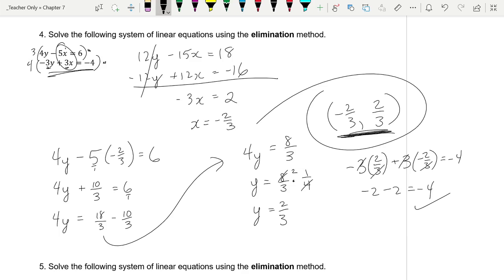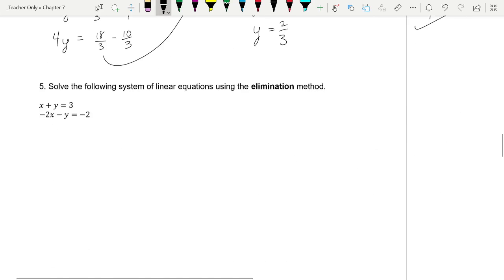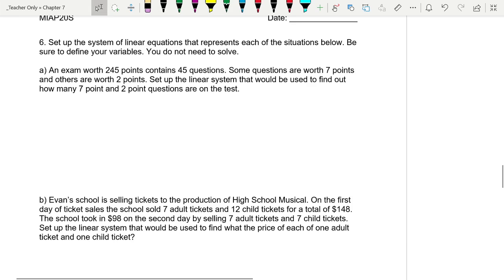Okay? So who was asking about 4? Okay, there you are. Yeah. Okay? All right. There was a substitution. There was an elimination. How'd the word problems go?